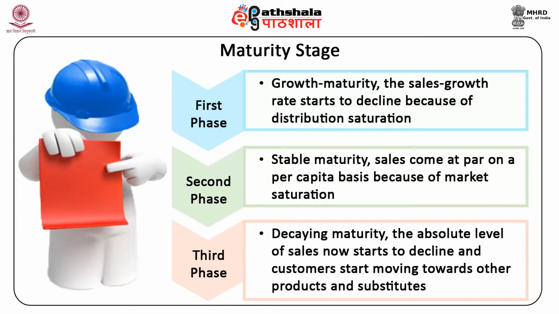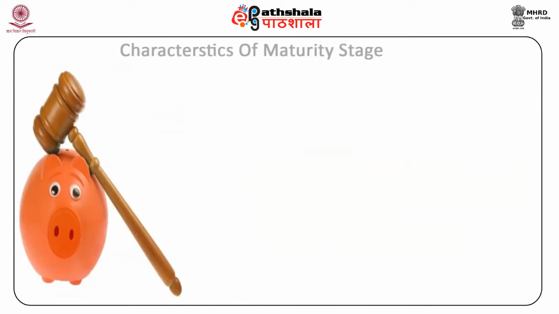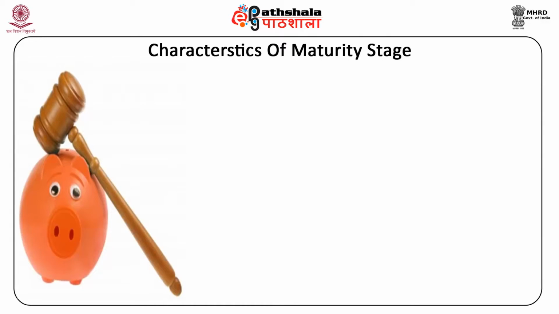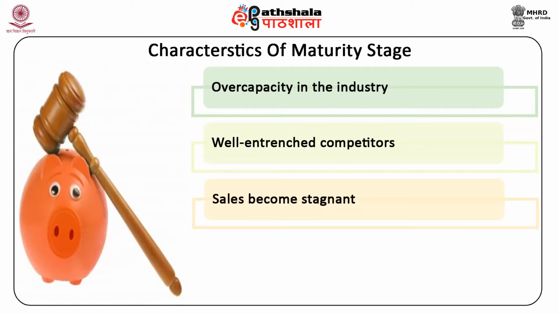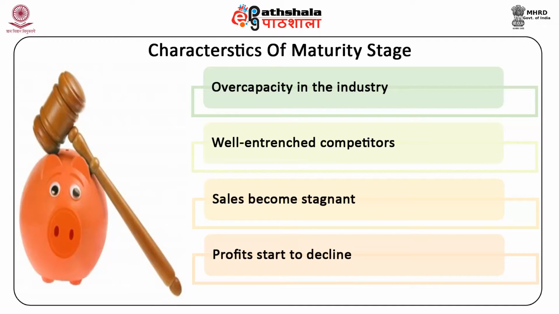other products and substitutes. Characteristics of the maturity stage are: the slowdown in the rate of sales growth creates overcapacity in the industry, which leads to intensified competition. Next, the industry eventually consists of well entrenched competitors whose basic drive is to gain competitive advantage. Next, sales become stagnant. Next, profits start to decline.